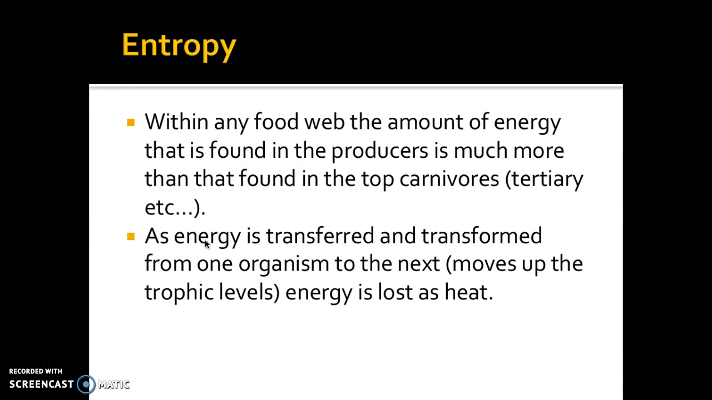So the amount of available energy within the trophic levels is much higher at the producer level than it is going to be at the top trophic levels, which might be like a tertiary or possibly a quaternary consumer, which tend to be carnivores. So again, this is the argument to be a vegetarian, though I am not a vegetarian.